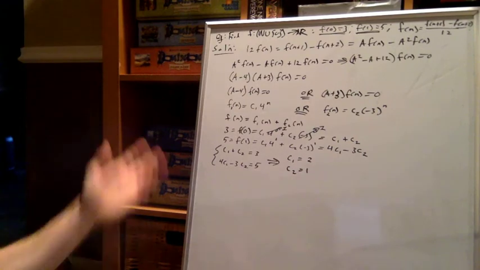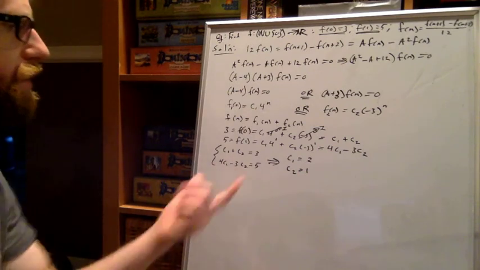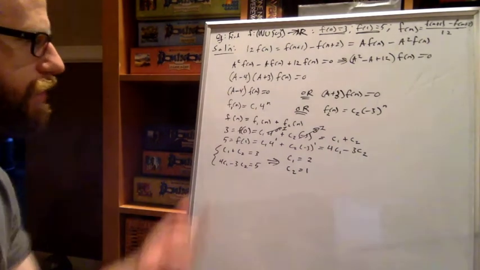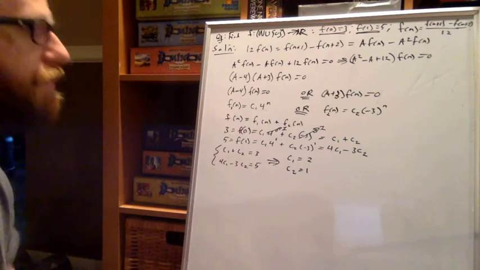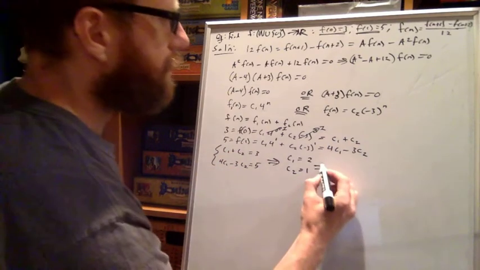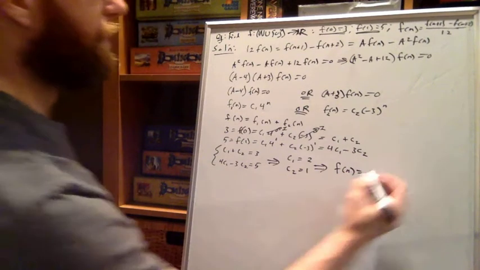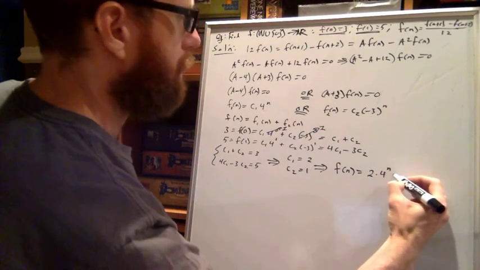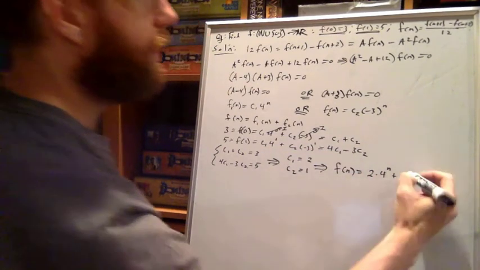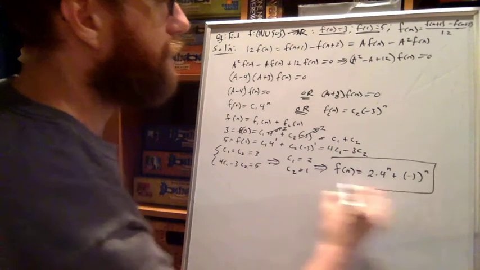So you can choose your favorite method of linear algebra to get here, but you can just check that it works. 2 plus 1 is 3, 8 minus 3 is 5, which tells me that my final answer is going to be f of n equals 2 times 4 to the n plus 1 times negative 3 to the n. And that's my final answer.